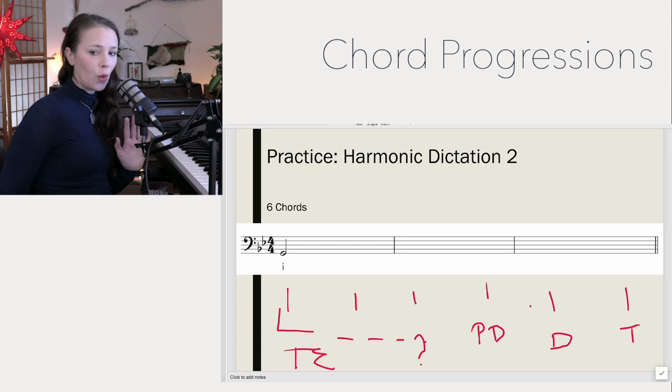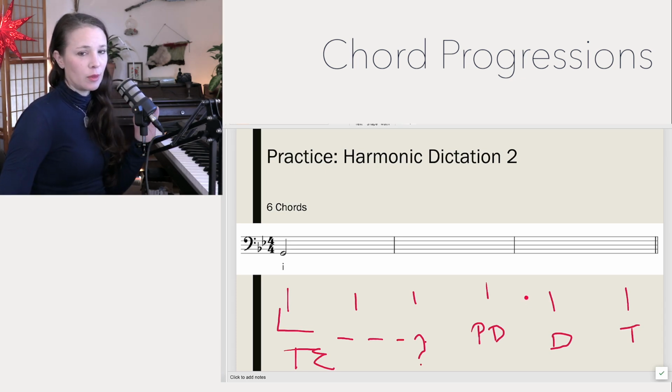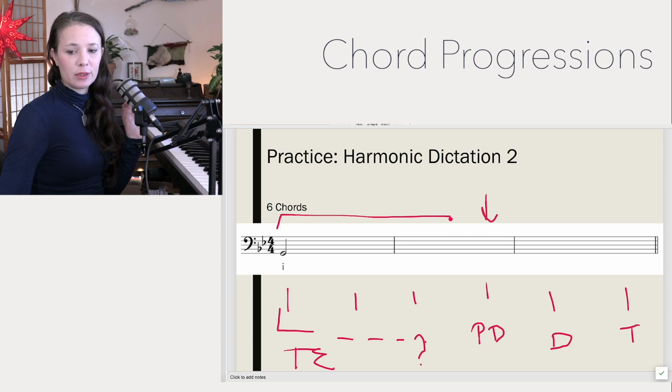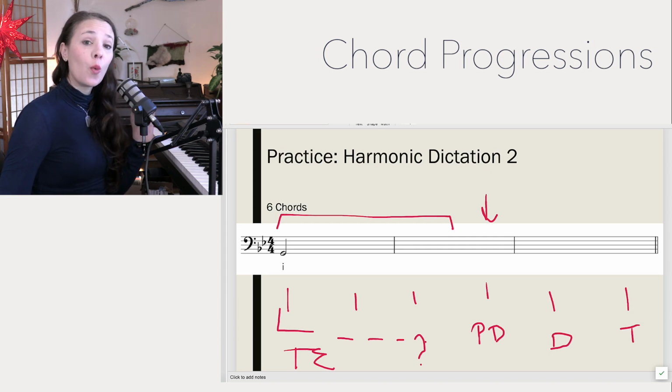Okay, so if you have the answer to the first question, is there more than one predominant? The answer is no, there's only one predominant. So this is the start of your predominant section. This is your tonic expansion section.